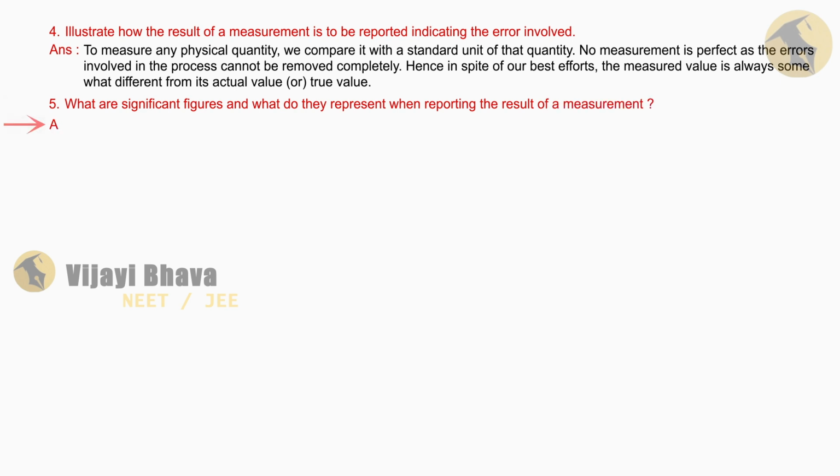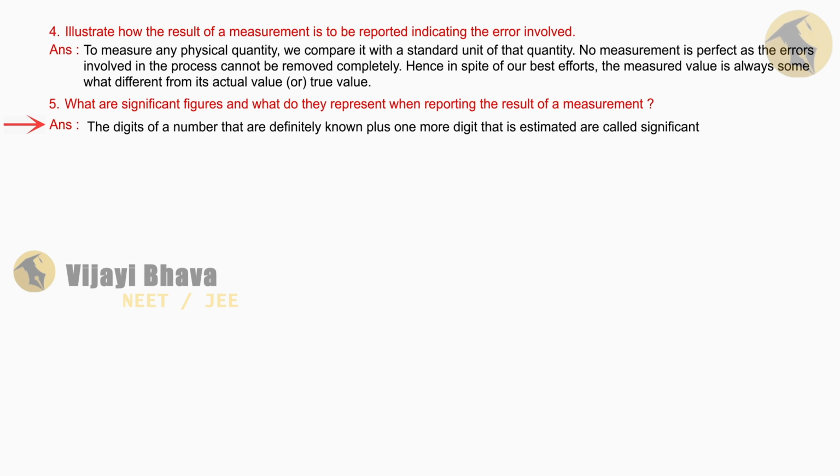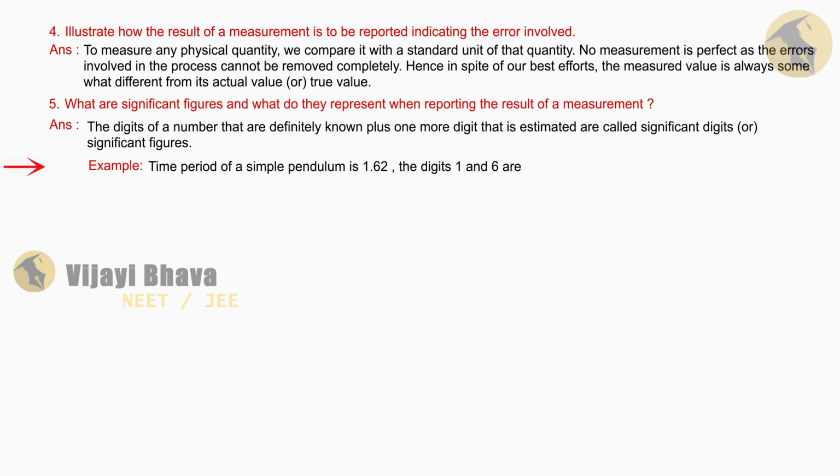The next question in this series, what are significant figures and what do they represent when reporting the result of a measurement? The answer, the digits of a number that are definitely known plus one more digit that is estimated are called significant digits or significant figures. The example, time period of a simple pendulum is 1.62. The digits 1 and 6 are reliable while the digit 2 is uncertain. The measured value has 3 significant figures.